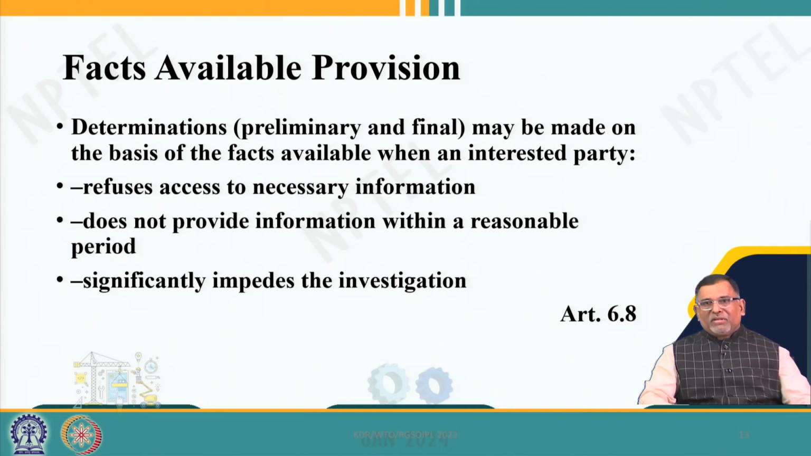Article 6(8) of the Anti-Dumping Agreement provides that if a party fails to submit or refuses access to data or necessary information, or does not provide information within a reasonable period of time, or significantly impedes the investigation, then the investigating authorities can go ahead with the anti-dumping investigation based on whatever is available to them. That is, Article 6(8) is known as the facts available provision.